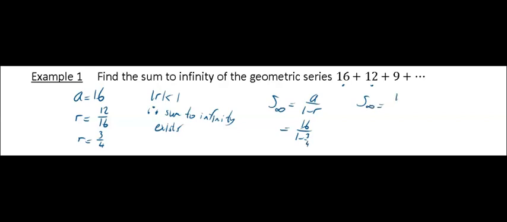So your sum to infinity is 16 over 1/4. And 16 divided by a quarter is the same as 16 times 4. So it's going to be 64. And that's it. Okay.